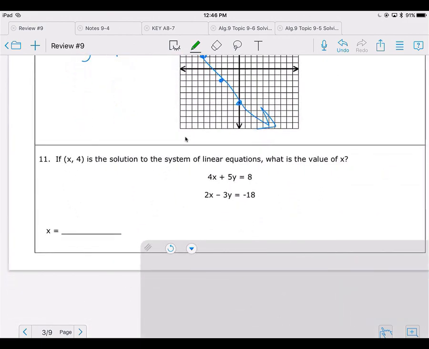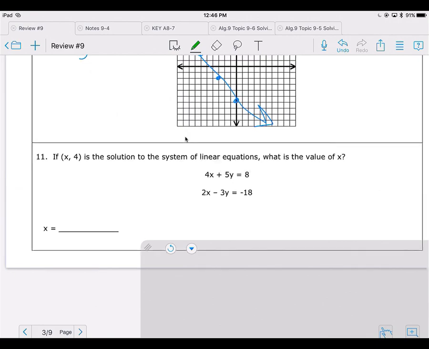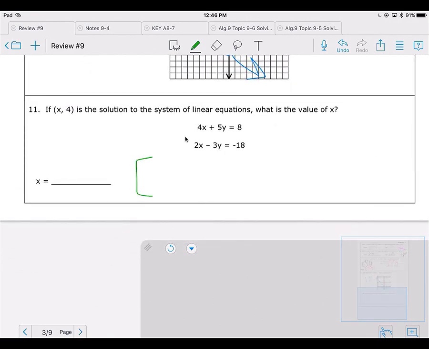Problem 11 tells me if x, 4 is the solution to the system of equations, what is the value of x? So there's a couple different things I can do here. The fastest and easiest is because this is already set up for matrices. I'm going to continue to do the matrices on this.